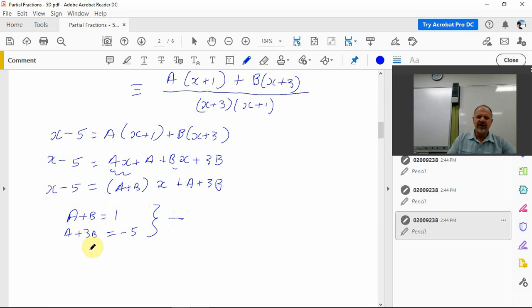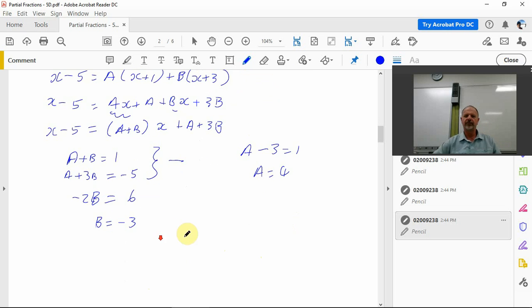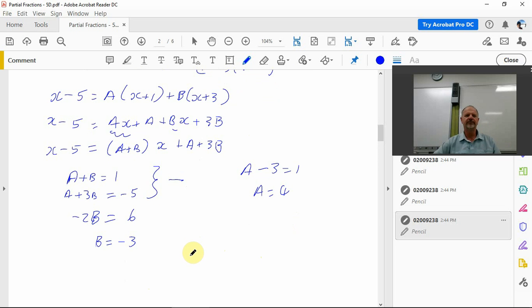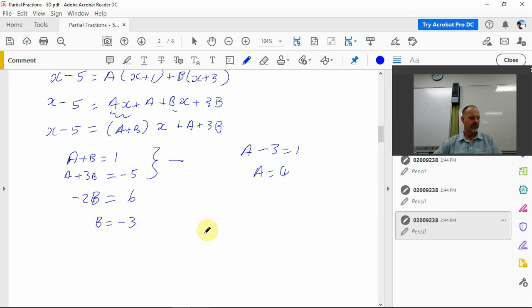If I then take away, a minus a is 0, b minus 3b is minus 2b, and 1 minus 7 is minus 6, so b is negative 3. So a minus 3 is equal to 1, a is equal to 4 then. I think. Oh, it's not. Yes, it is. That's right. A plus b, a is 4. All right.